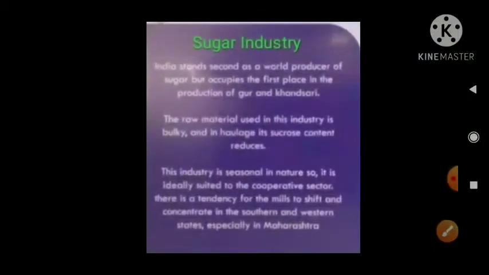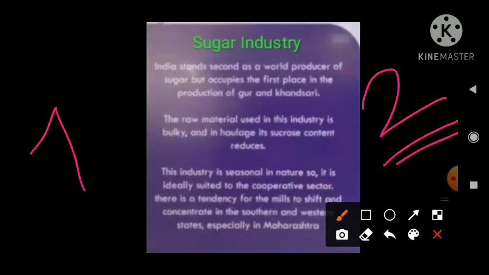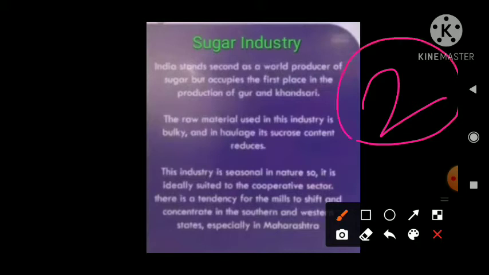So let's move ahead. Sugar industry. The next industry is our sugar industry. India stands second in the world as a producer of sugar, but occupies the first place in production of gur and khandsari. We know that sugar is in second position after Brazil, but first in gur. Gur and khandsari are products made from sugarcane.